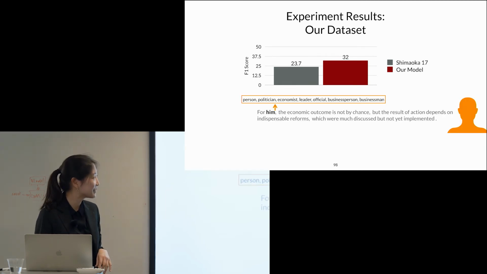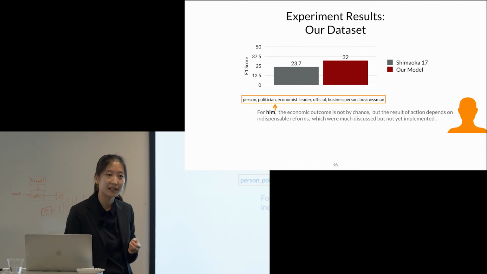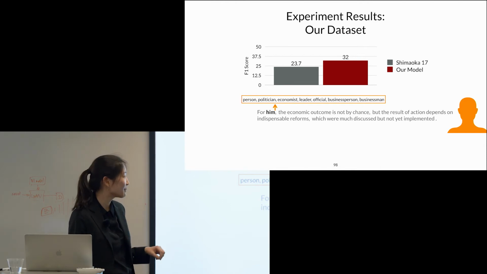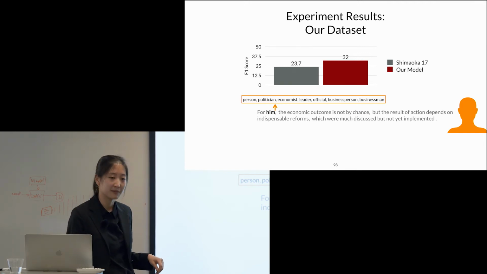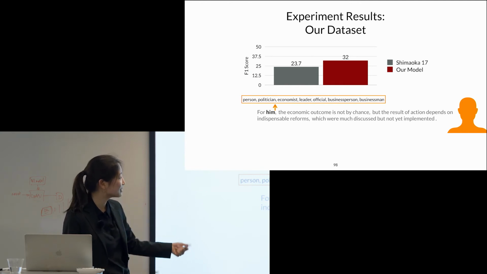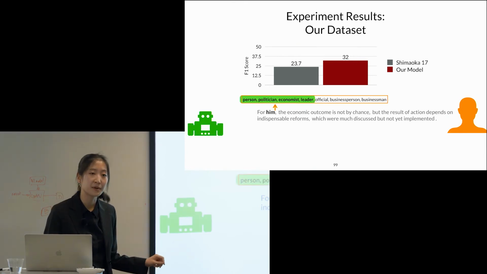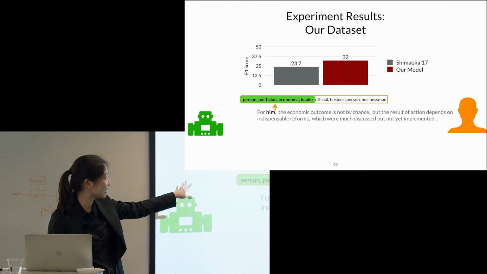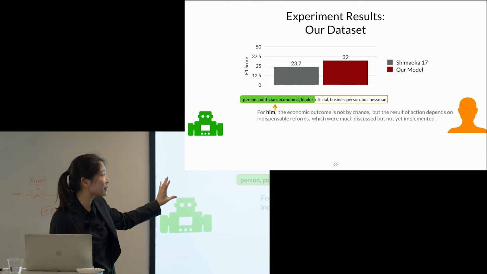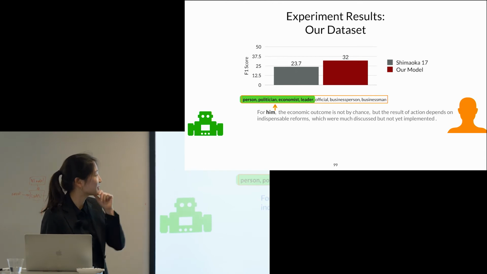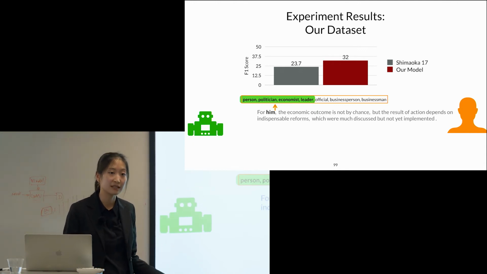But when you look into the examples, it was encouraging that sometimes the model was able to predict really fine-grained types. So in this example, "for him, the economic outcome is not by chance, but the result of action that depends on indispensable reforms which were much discussed but not yet implemented," the human annotated this as person, politician, economist, leader, official, business person, and businessman. The model was able to correctly predict the first 4, but missed the other 3. So it was not getting a very high score because the recall was low. It was encouraging, but there was still a lot of room for improvement in how to get the F-score higher, and also in how to evaluate, because sometimes the annotation is not always super consistent.